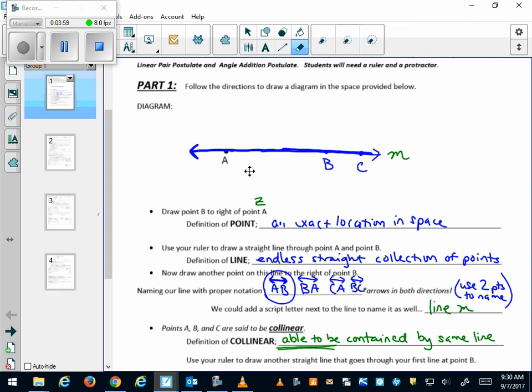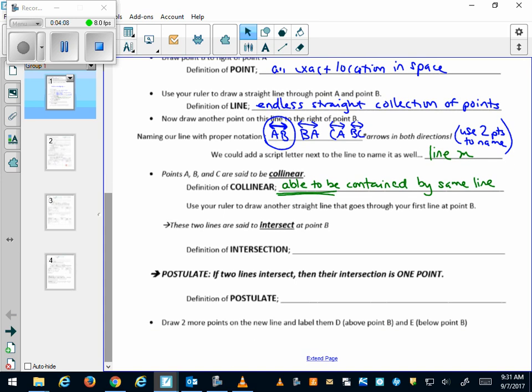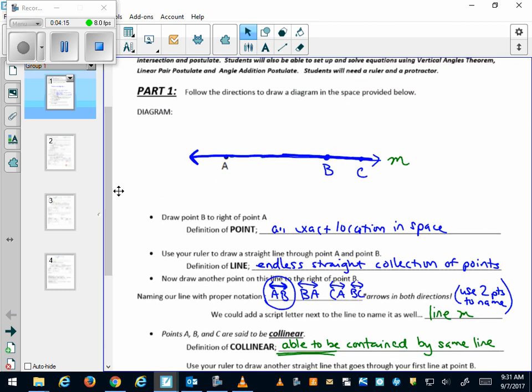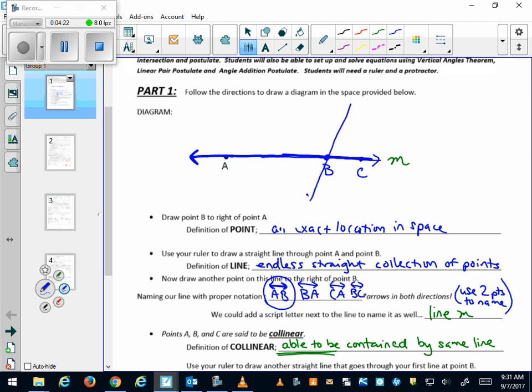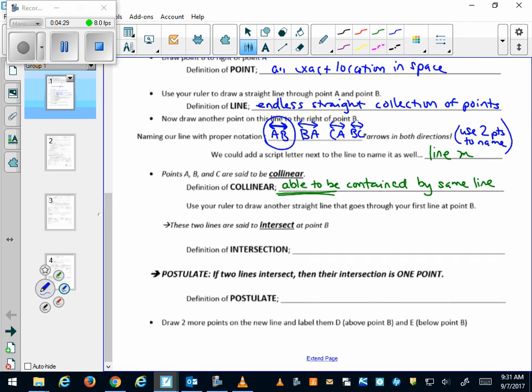All right, let's get rid of point Z. That's not part of our diagram. Okay, so able to be contained by the same line means collinear. These 2 lines are said to intersect at point B. If we draw a second line now through point B, use your ruler again, and a second line through point B, these 2 lines are considered to be intersecting. They intersect at point B.